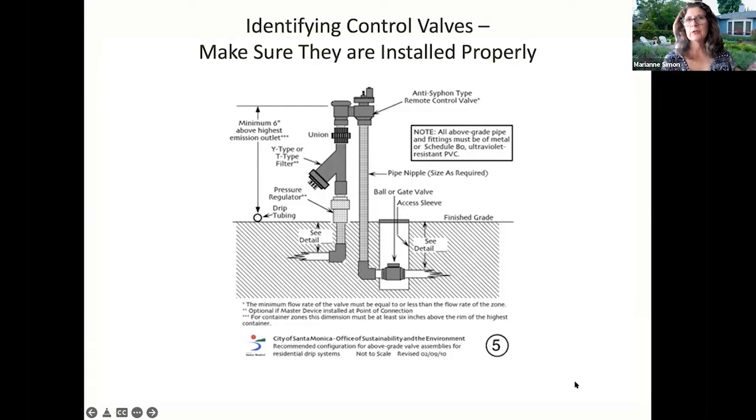And the key thing to understand about anti-siphon valves is it's not just 6 inches above where they are, it's 6 inches above the highest head or emitter. So if you actually have spray heads that are higher than where your valves are, or you're irrigating in a planter box, for example, then your anti-siphon valve actually has to be higher than that.